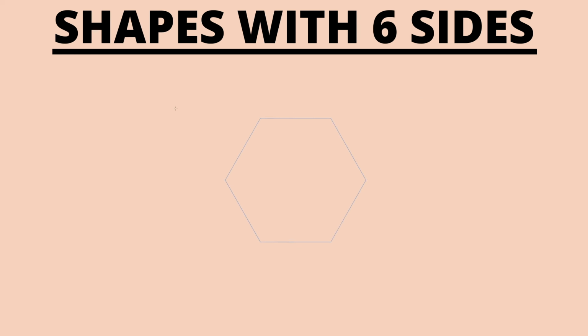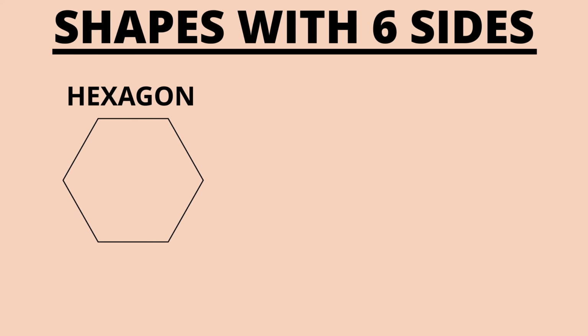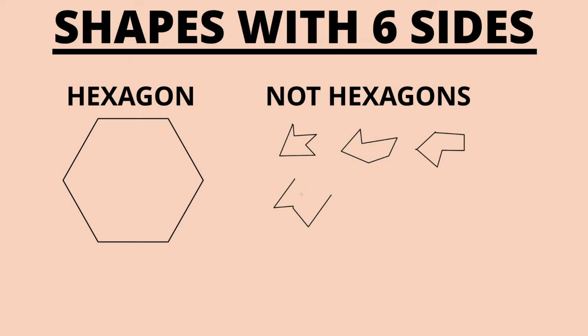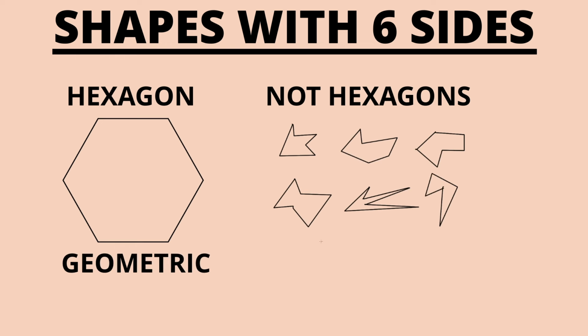For example, this is a hexagon with 6 sides. Now, these shapes also have 6 sides, but you can't really call them a hexagon because they are not. A hexagon is a geometric shape, while the rest of these are organic shapes.